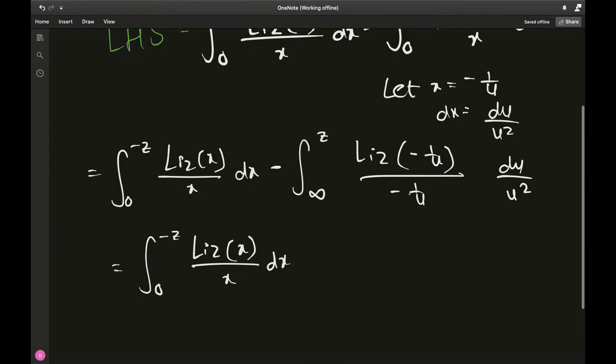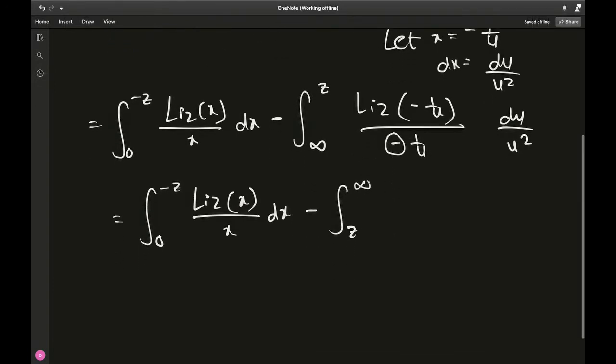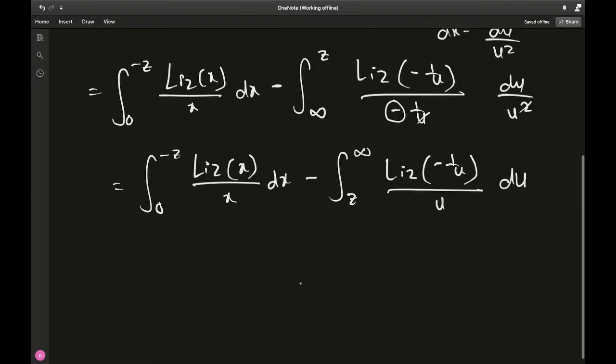Now I'm going to use this negative to flip the order of integration over here. So we'll just have the integral from z to infinity of the dilogarithm of negative 1 over u, and one u will cancel, u du. Fair enough.